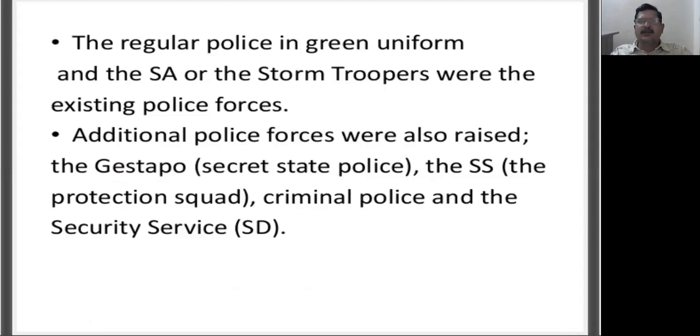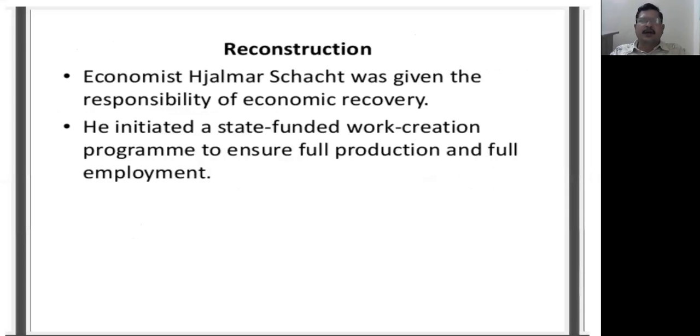The regular police in green uniform and the SA or the stormtroopers were on the existing police forces. Additional forces were also raised: the Gestapo, the secret state police, the SS, the protection squad, criminal police, and security services, SD. These were all the groups or organizations or branches formed in the police forces.